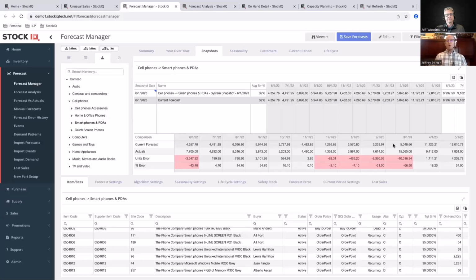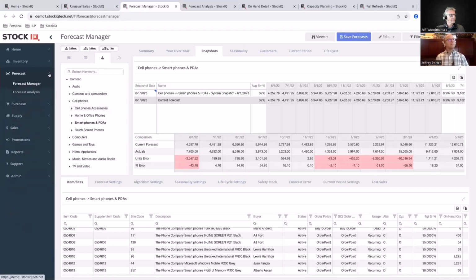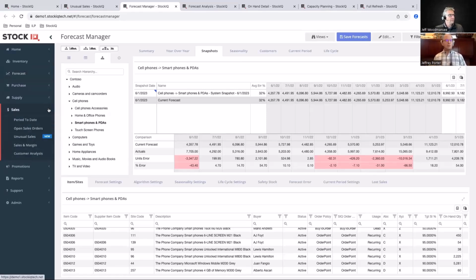Now, that's one of the ways that we can do that. We also have the forecast error. We have alerts that we're generating, and we've gone over alerts in the past. But let me introduce one of the other things that we like looking at from analyzing those past sales. You may or may not have seen this. It may not actually be available in your instance of StockIQ yet, but we've introduced this concept of unusual sales. So what are unusual sales?